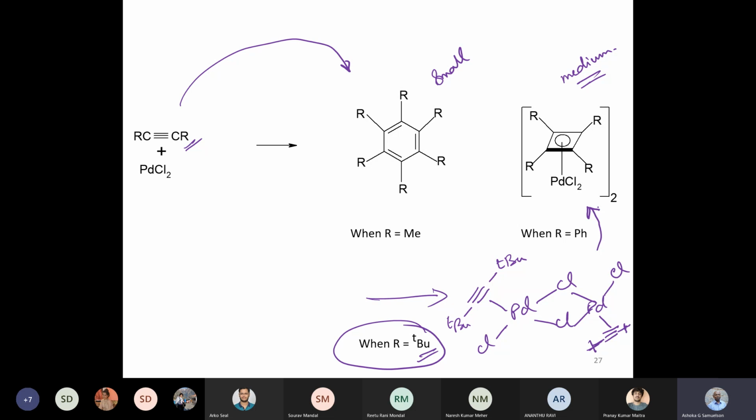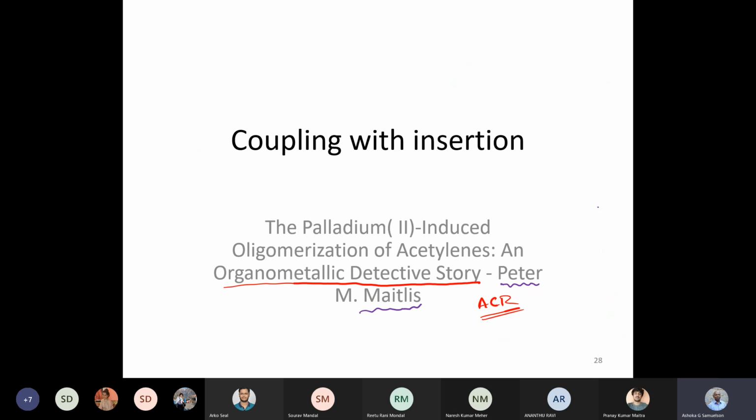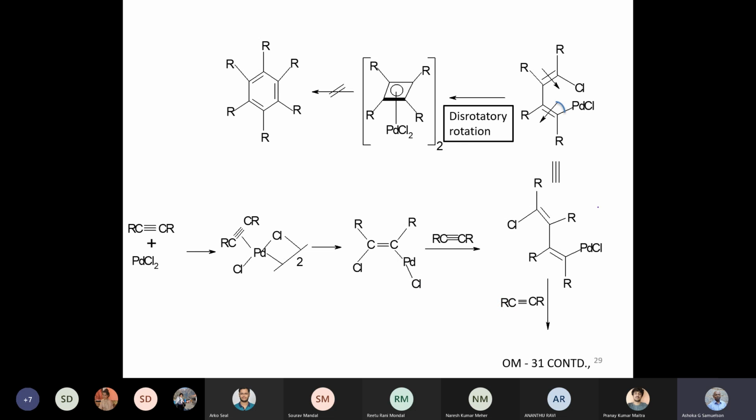How did this happen? Did the two alkynes just couple in the coordination sphere, or were there intermediates? And that's where the detective story really starts, because Maitlis was able to observe several intermediates and show that they were active in the stoichiometric reaction that he was studying. So let me rewrite the first step again. Now I'll write it in a generic fashion with only R groups. So this is the case when the reaction stops at this stage when R equals tBu. Reaction stops.